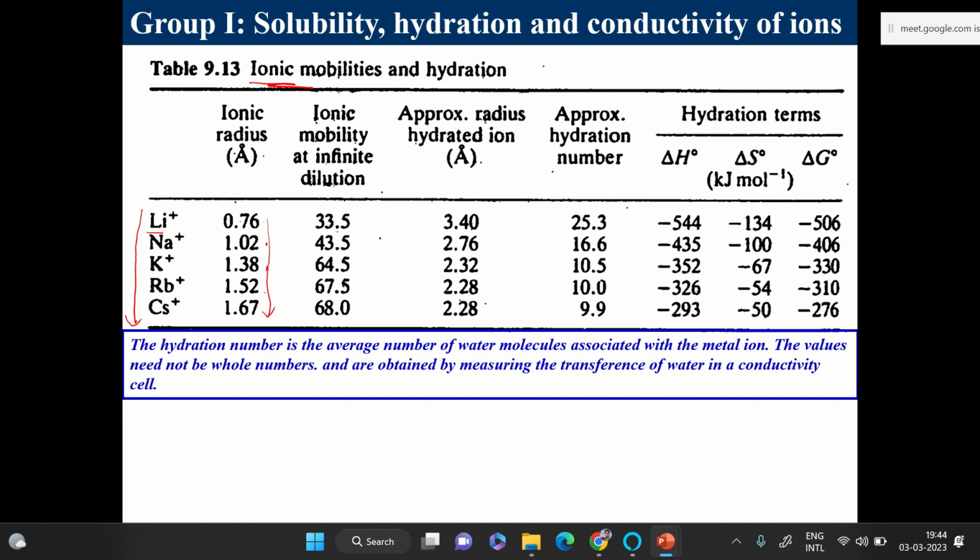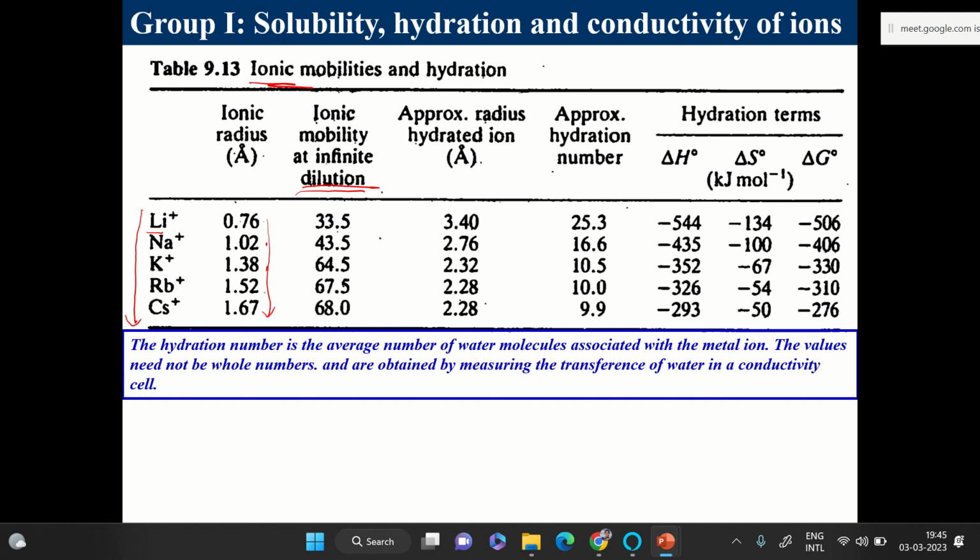Okay, and when you talk of ionic mobility, when they are in a very dilute solution, such that the two cations are not able to interact with each other, so that is infinite dilution, what we mean. So what happens is that there is a water molecule.